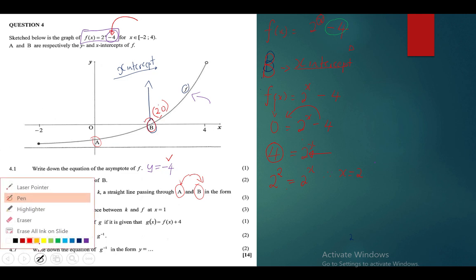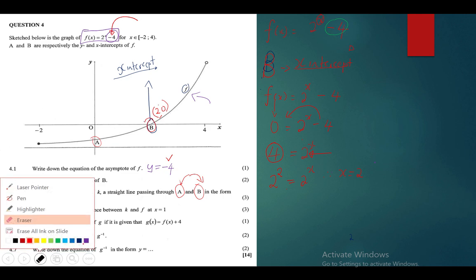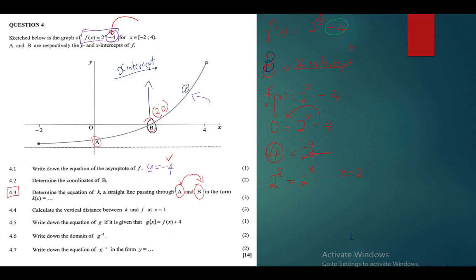That straight line, if you look at the graph, is not there. The straight line K passing through A and B is not there. So I will try to show you that at points A and B, they are saying there is a straight line moving from A going to B. So this is the straight line they are talking about.